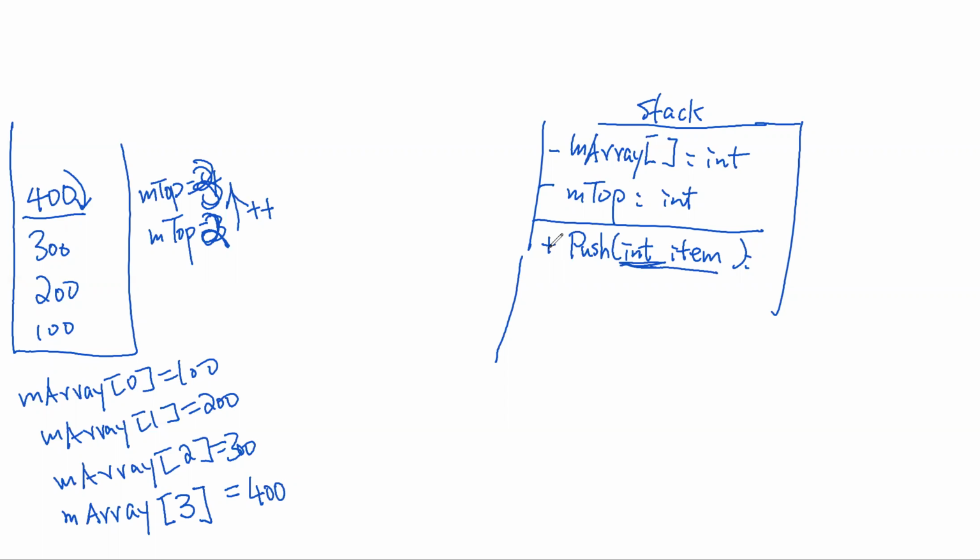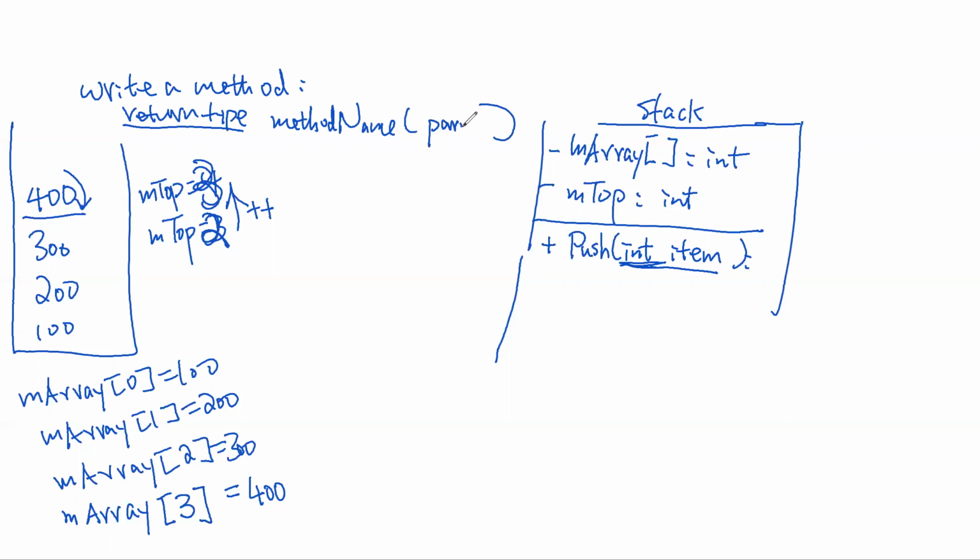My next question, because whenever you write a method, the most important thing is what? You need to know the return type of the method. Then the method name, followed by the parameter list, and then you have the body. And of course, you also need to have public or private, and static or not.